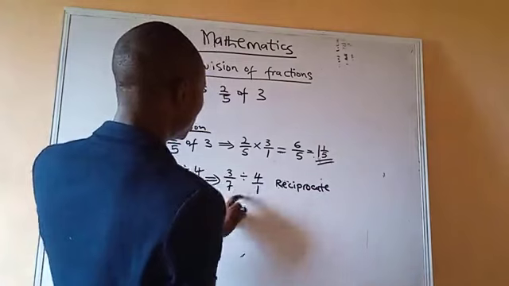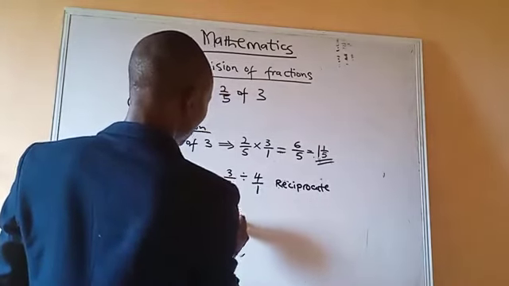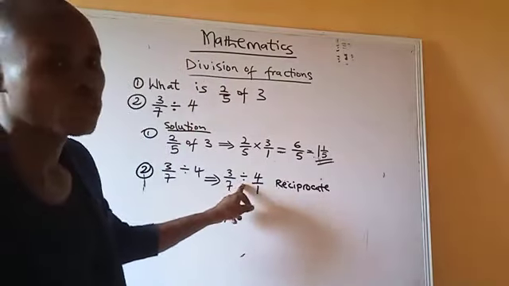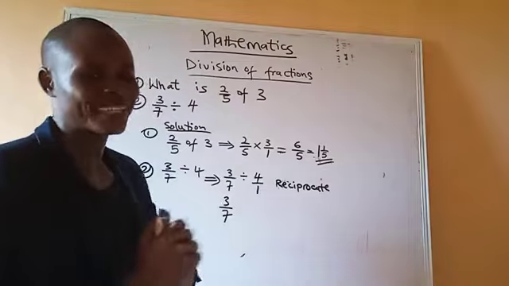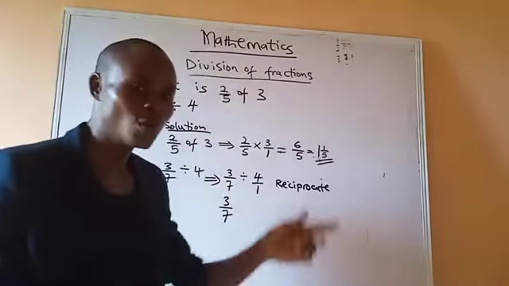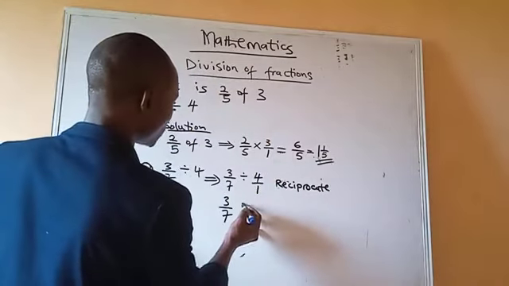When you reciprocate this, it will give you 3 over 7. In reciprocation, you change division to multiplication. Clap for yourself. You change division to multiplication, right? We now put this one to be what?